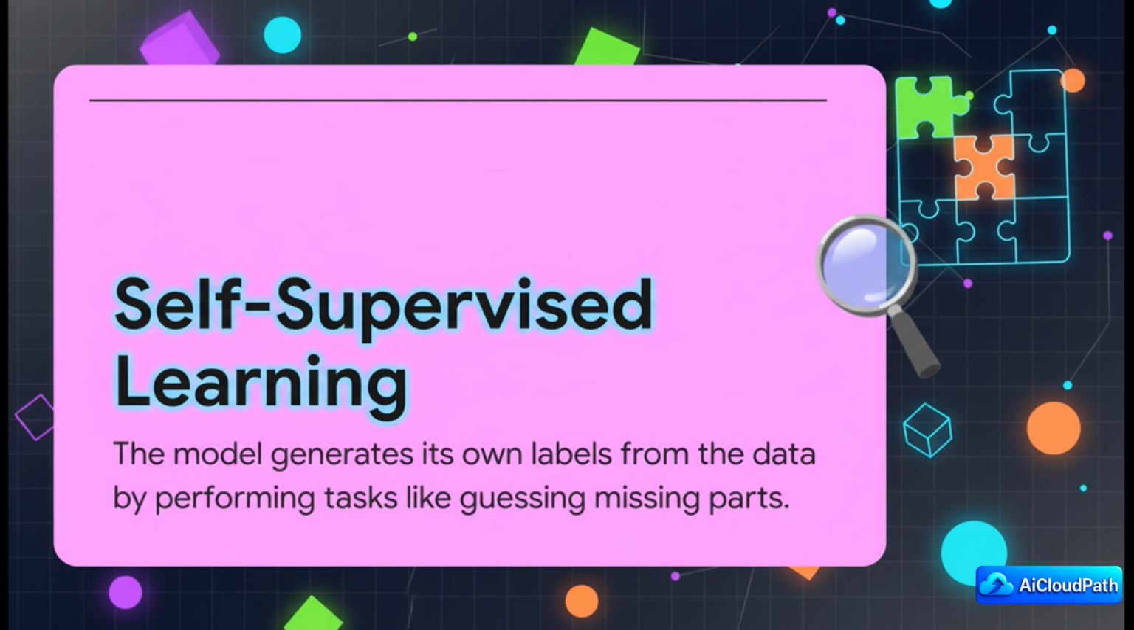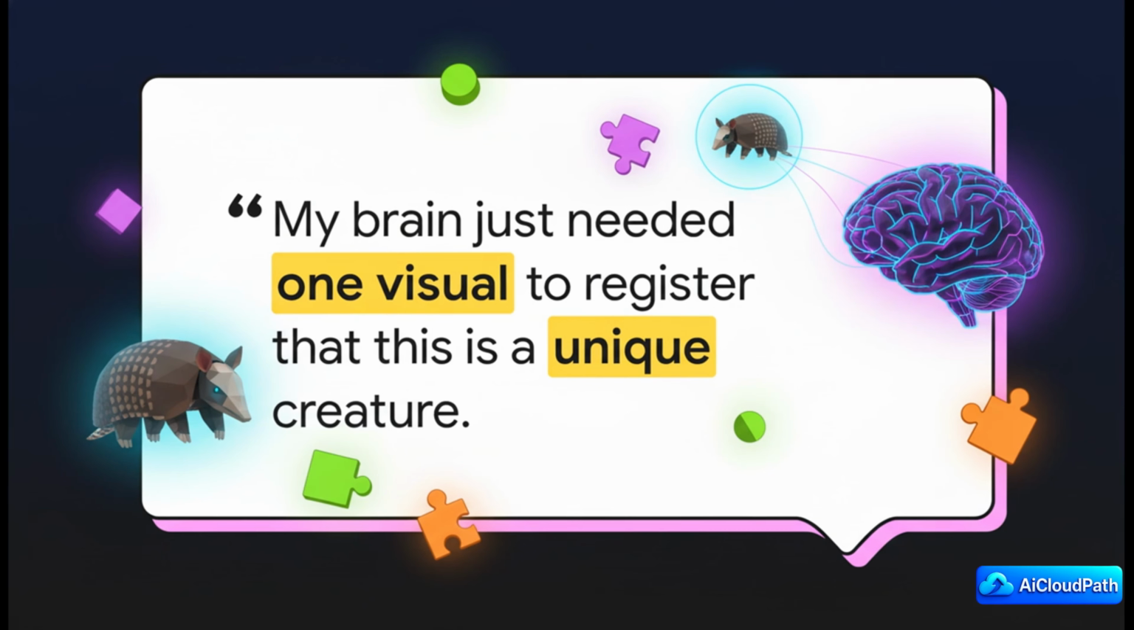It's pretty brilliant. I absolutely love this analogy from the source material. The writer says they saw an armadillo just one time, and after that, they could recognize it forever, from any angle, even in a drawing. See, our brains don't need thousands of labeled photos to learn what something is. We get the object's core features. Self-supervised models try to do the exact same thing, learn the underlying structure of the data so they can generalize from just a little bit of information.